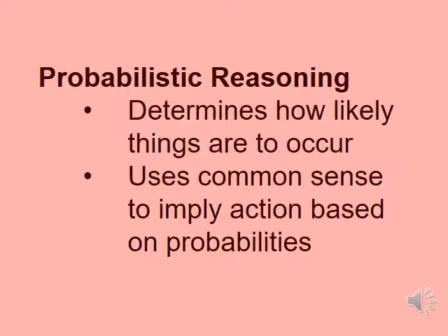They also have things like if somebody got 100 heads in a row flipping a coin, it's probably not an honest coin. And the whole idea is you use your common sense based on probabilities to determine what's actually going on.